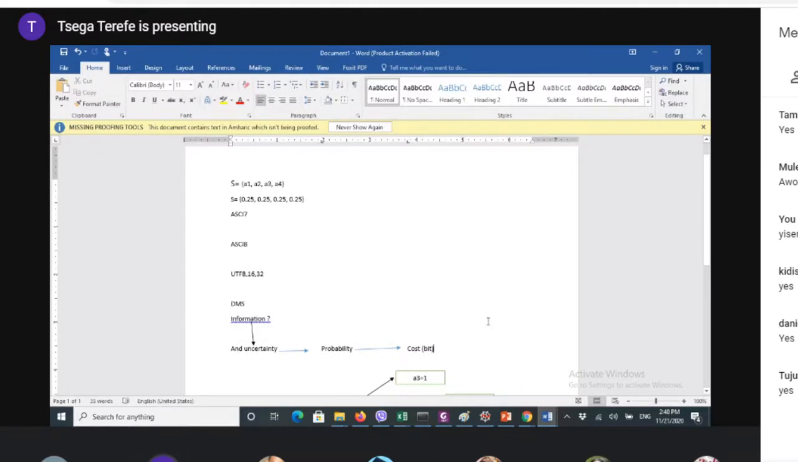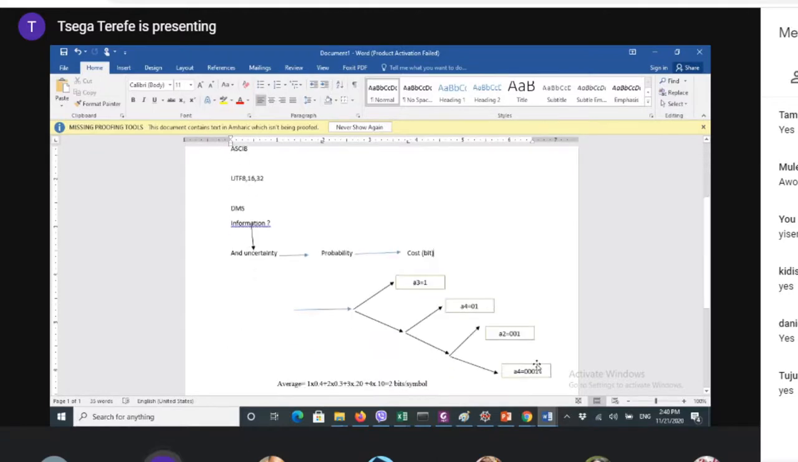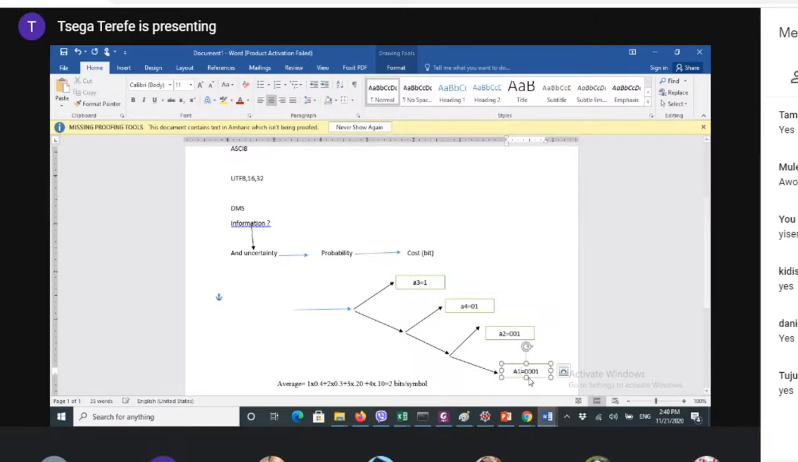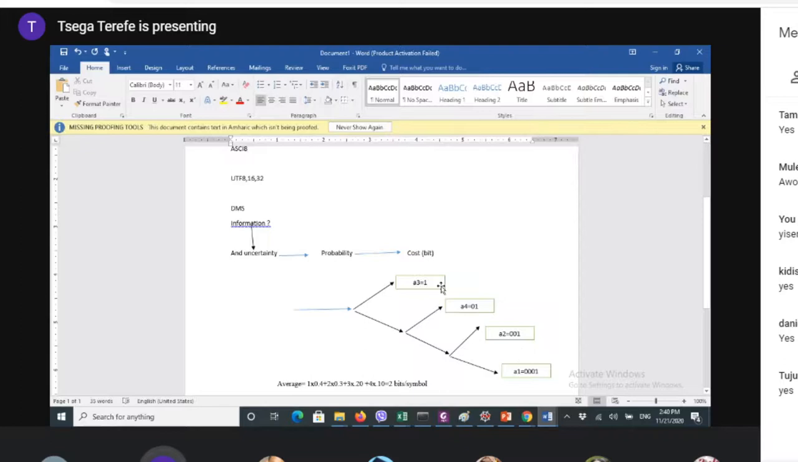It should not be ambiguous. For instance, if I transmit sequentially A3, A4, A2, A1, what you have is 1, 0, 1, 0, 1, 0, 0, 1, and so on. Given such a sequence, the requirement is that the code be prefix free. Otherwise, how is it resolvable is the question.